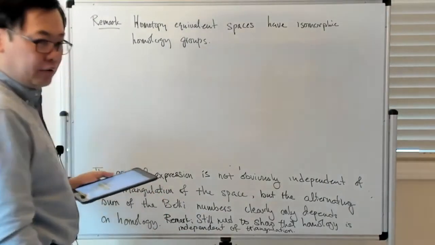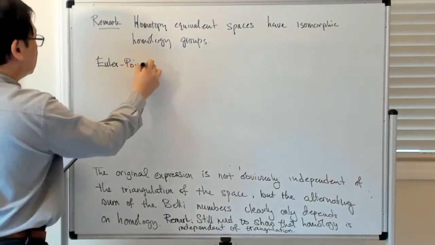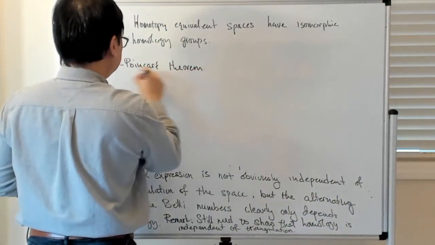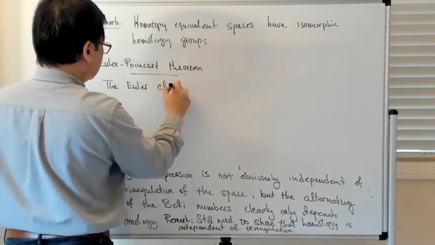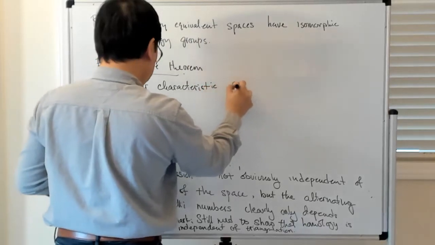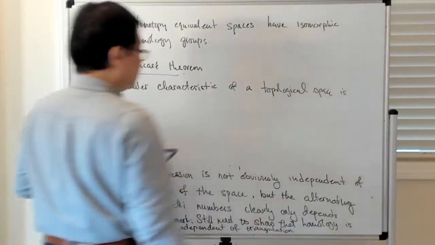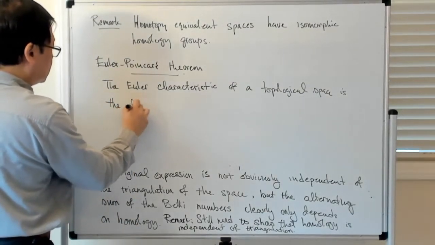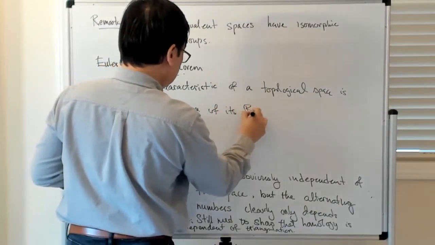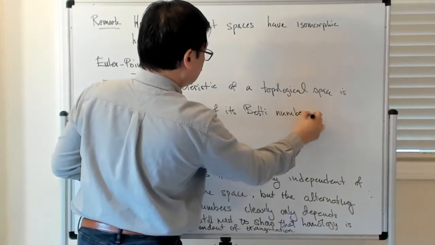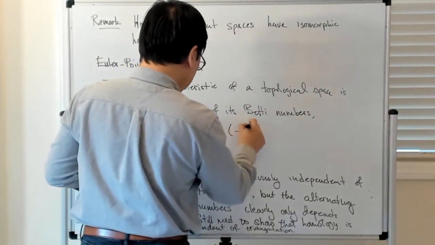So anyway, the calculation, which unfortunately I just erased, gives you what is called the Euler-Poincaré theorem, in the sense that the Euler characteristic of the topological space is the alternating sum of its Betti numbers, equal to the sum from p greater than or equal to 0 of (-1)^p beta p.